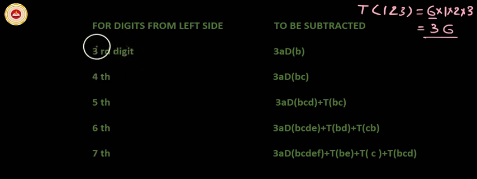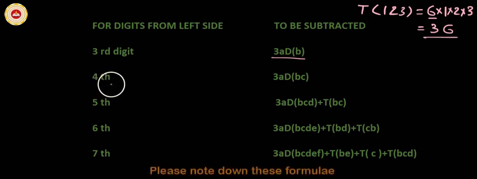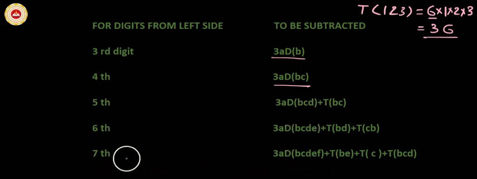To get the third digit of the cube root by the division method, we subtract this result from the gross dividend to get the net dividend. To get the fourth digit of the cube root from the left side, we subtract this product from the gross dividend to get the net dividend. In this way, for the fifth digit we subtract this, for the sixth digit we subtract this, and for the seventh digit we subtract this.